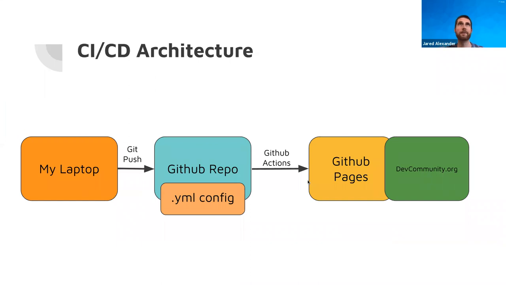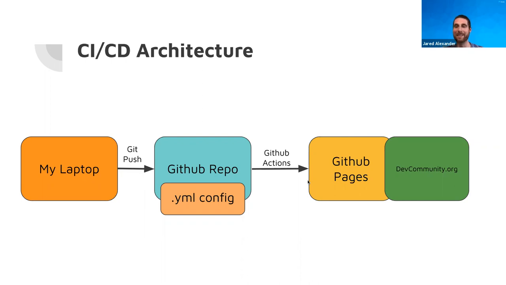And you know, the architecture for CI/CD: on my laptop, I do a git push. I have a YAML config in my GitHub repo, and it's all open source. I welcome you to go to devcommunity.org, and in the top bar there is a link to the GitHub page or the GitHub repo. Upon the push, GitHub Actions will publish to GitHub Pages, which is just really great. And once again, no cost for at least the use case and the traffic that we have.